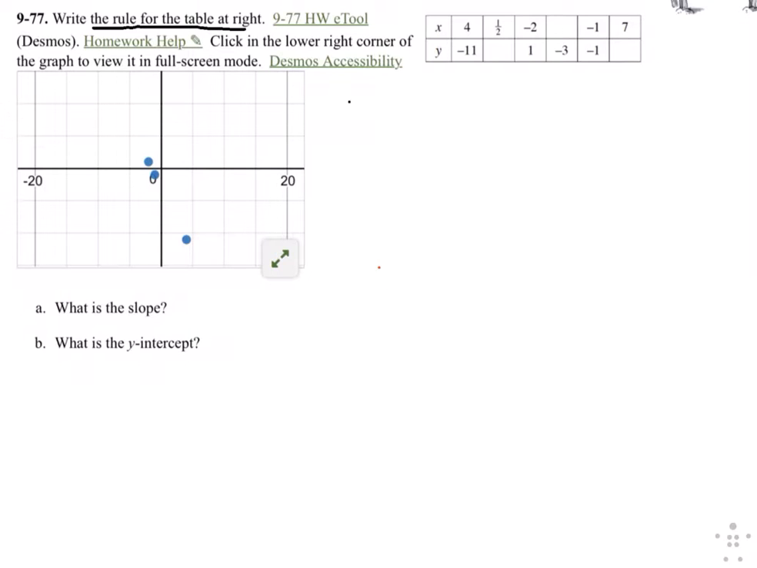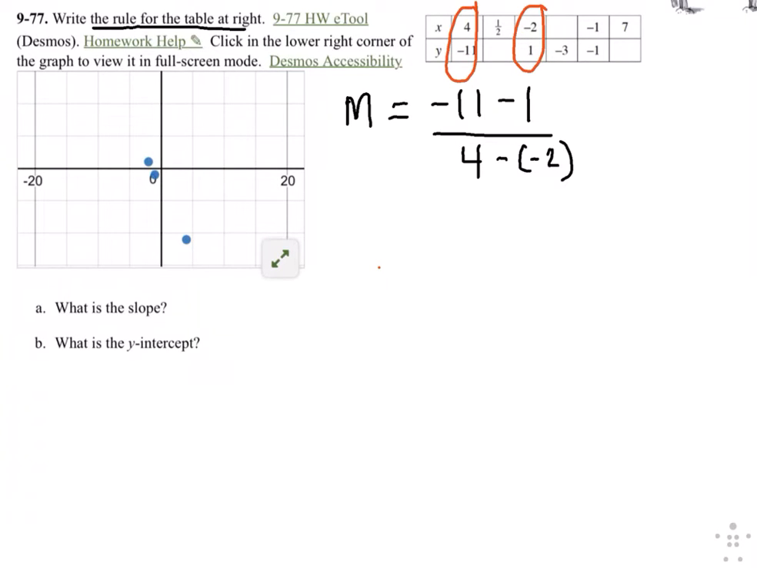So the first thing we need to do is find the slope. I'm going to pick 2 points that we have both the x and y values for, and I know that it's the change in y over the change in x. I'll circle them. I'm going to pick this point and this point, right? So the change in y went from negative 11 to 1. So the change is the difference between those. And the change in the x went from 4 to negative 2, so that's 4 minus the negative 2, because it's the difference between those.